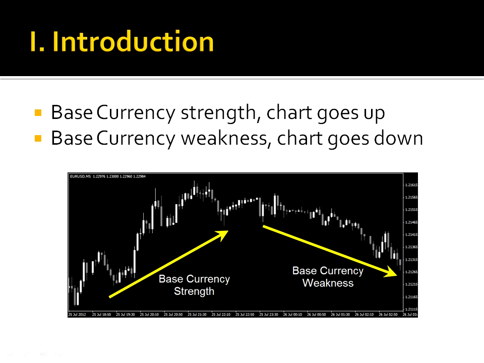As we look at a chart, we'll notice that it goes up and goes down. The base currency, which is the first currency in the pair, as it gains strength compared to the second currency, as the base currency gets stronger, the chart will go up. And as the base currency weakens, the chart will go down. The weaker the base currency is in relation to the quote currency, the more the chart will fall.